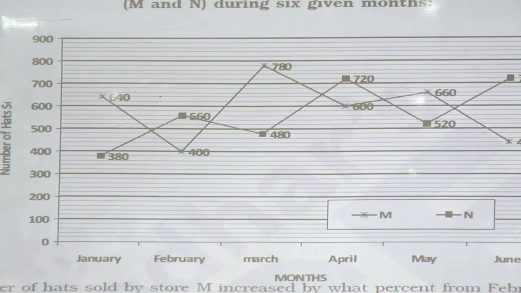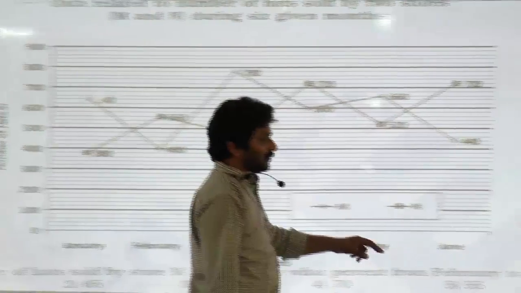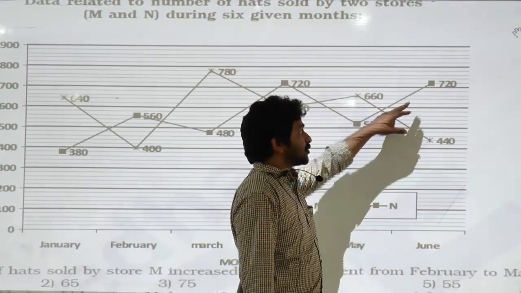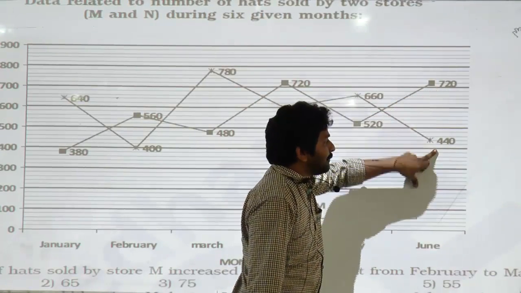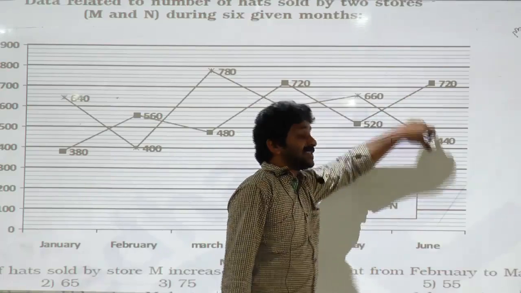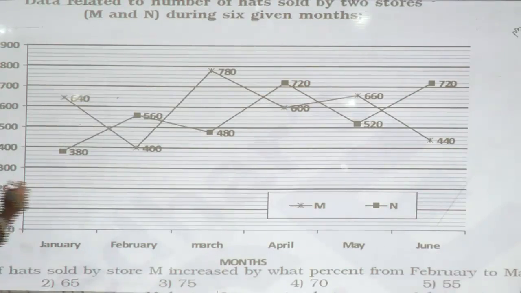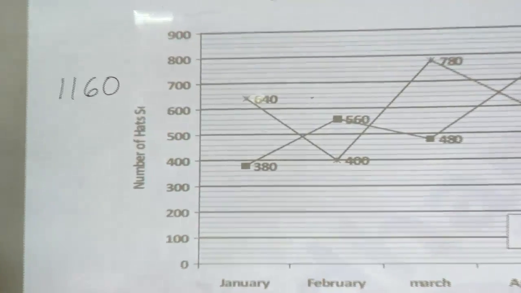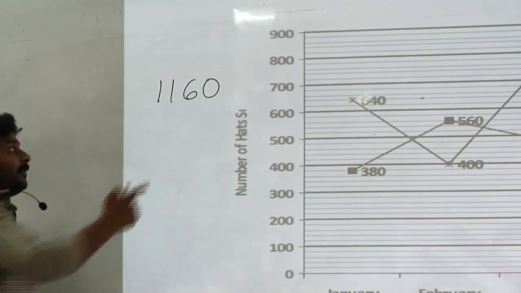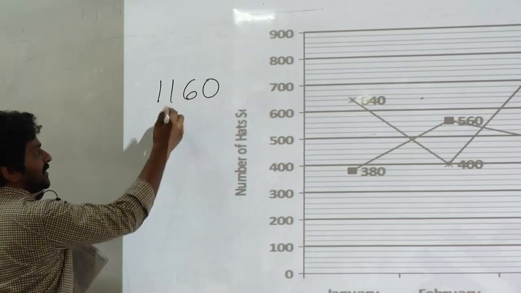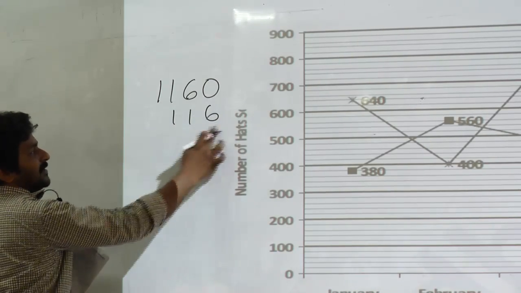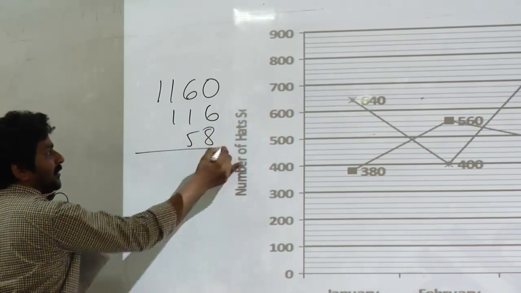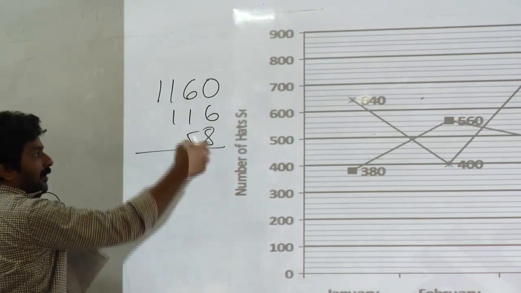Right. So, in the month of June, both the stores sold 720 plus 440. In the sense 1160 hats. 1160 hats were sold in the month of June, and July it increases by 15%. 10% is 116. 5% is 58. So, your answer should end with 4.